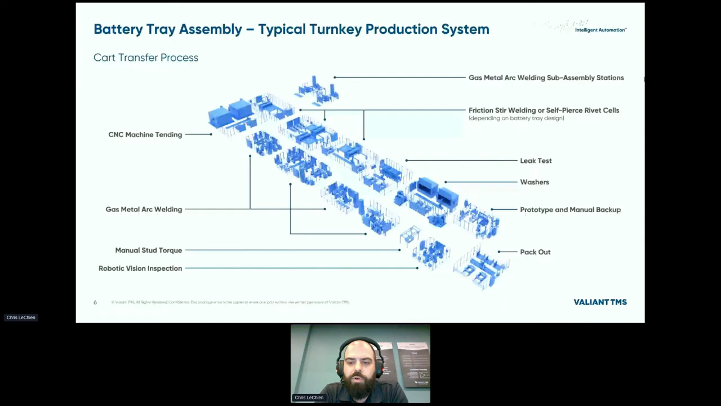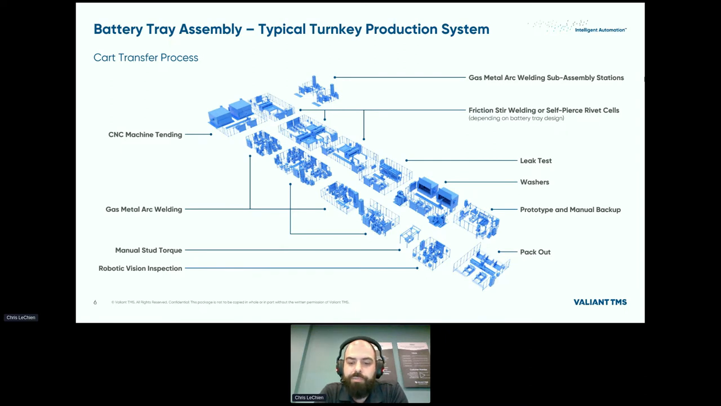The lines are set up with all of the technology centers, and there are various processes needed to build up these battery trays. But the conveyance is actually done by a manual push cart. An operator will move the cart from station to station, entering at the appropriate areas. The part will be processed within that cell, and then the cart is pushed back into the cell, the part's dropped onto it, and then it's moved over to the next cell.